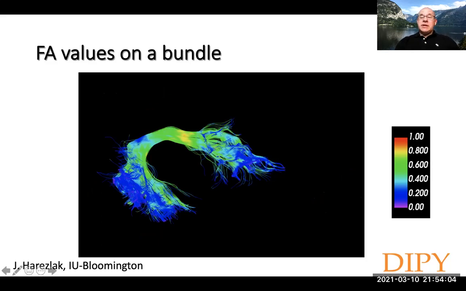So we might extract FA values on such a bundle. And here is a presentation, you can call it a heat map of the values, where the large values are in yellowish and orange color. And we can see them along or within this bundle at some points. The majority of the values are 0.4, 0.6, and at both ends of the bundle, those values drop to about 0.2.